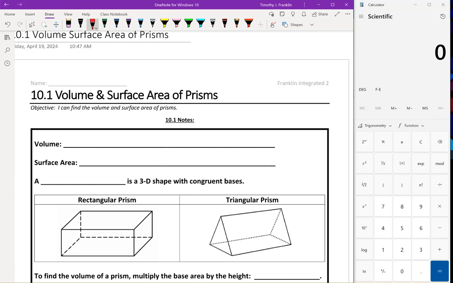So first of all, volume can be thought of as the amount of stuff that a thing takes up, right? It's the amount of space that a figure takes up. You can also think of it as the amount of space or the amount of stuff you can fit into a figure, a 3D shape. Now, surface area is exactly what it sounds like. It's the area of all the outside surfaces of a figure.